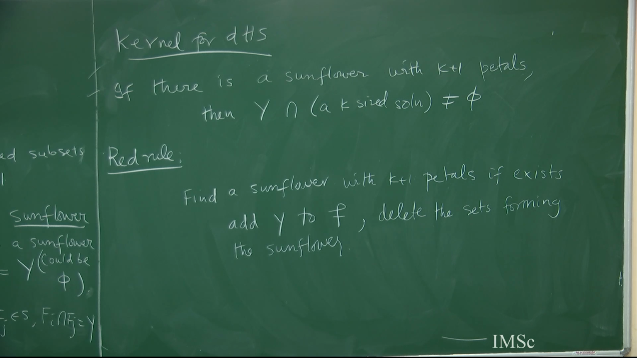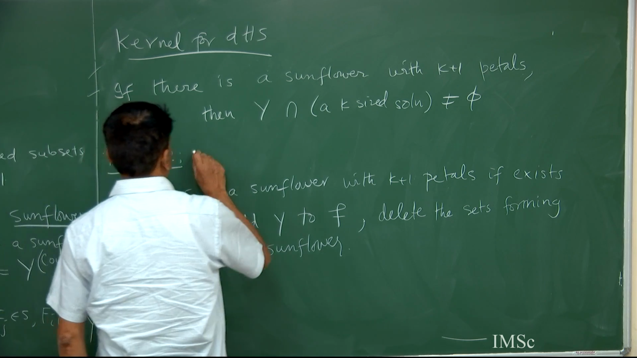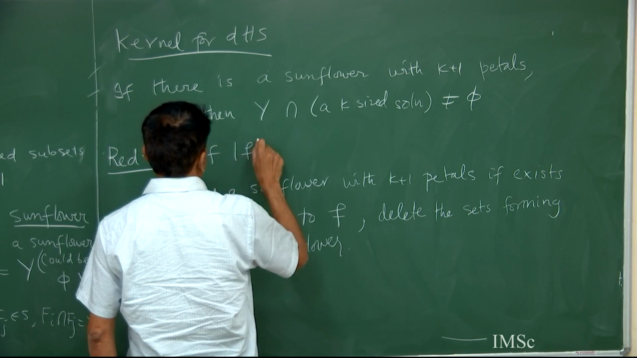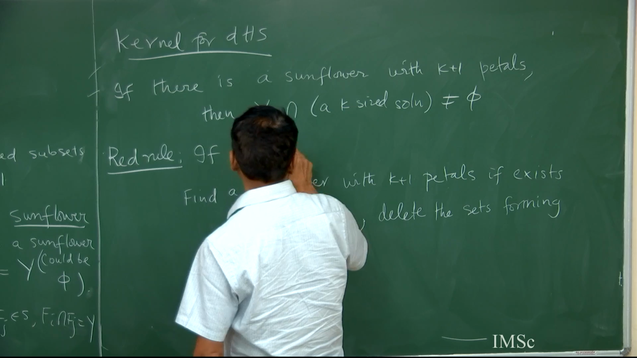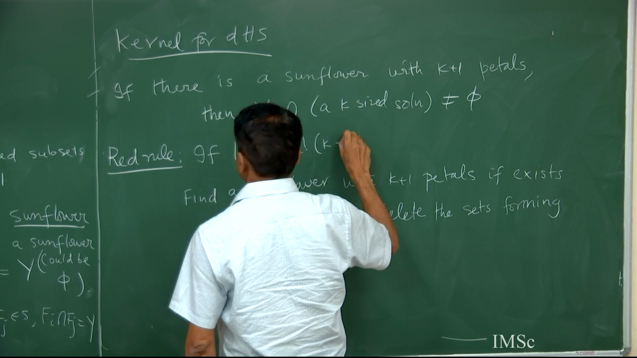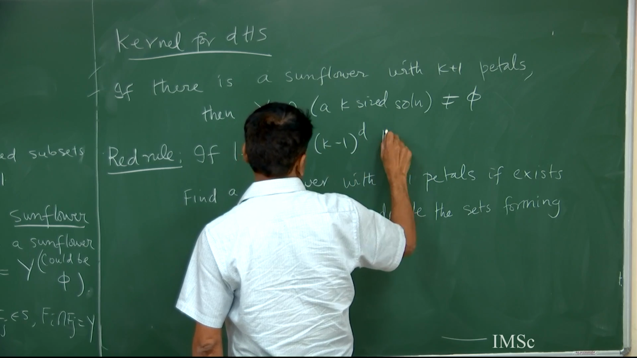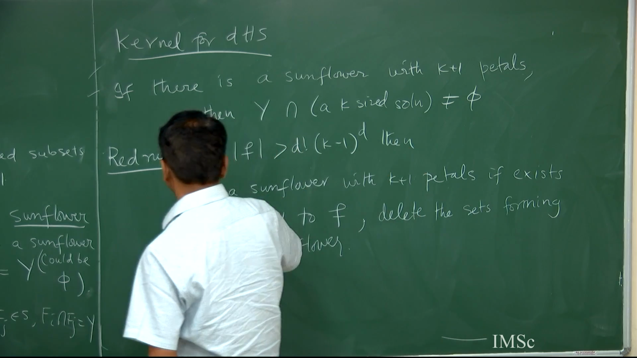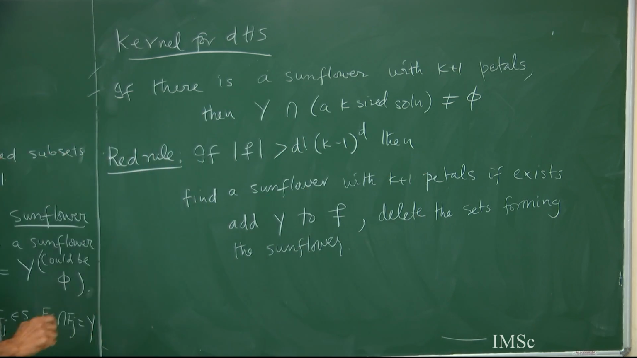So now, this lemma guarantees a sunflower. So let me add: if the size of F is greater than d factorial times k minus 1 to the power d, then find the sunflower with k plus 1 petals, add Y to F, and delete the sets forming the sunflower.